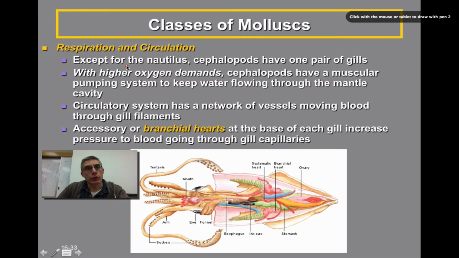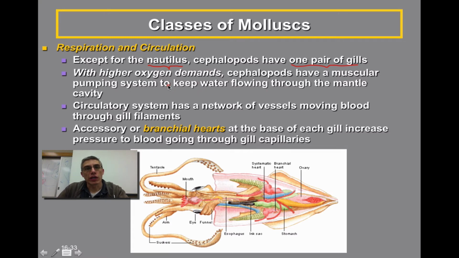So when you look at the respiratory system and the circulatory system of cephalopods, you're going to notice that when you look at the respiratory system, all cephalopods are going to have one pair of gills with the exception of the nautilus. In this case, you're going to have an animal that actually has several pairs of gills.